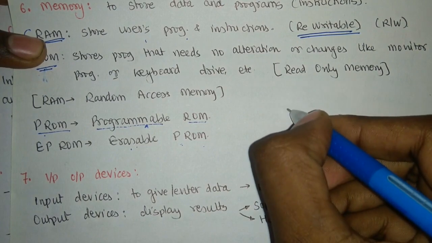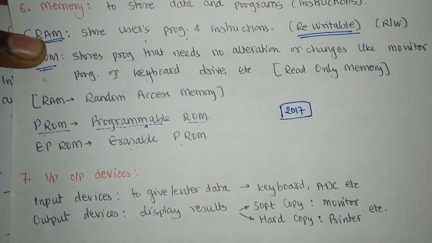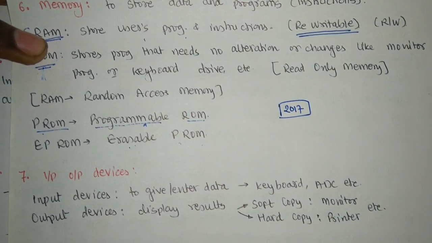It was asked in 2017 for 5 marks: what are the different types of memories, and explain them with respect to a computer programmable system.